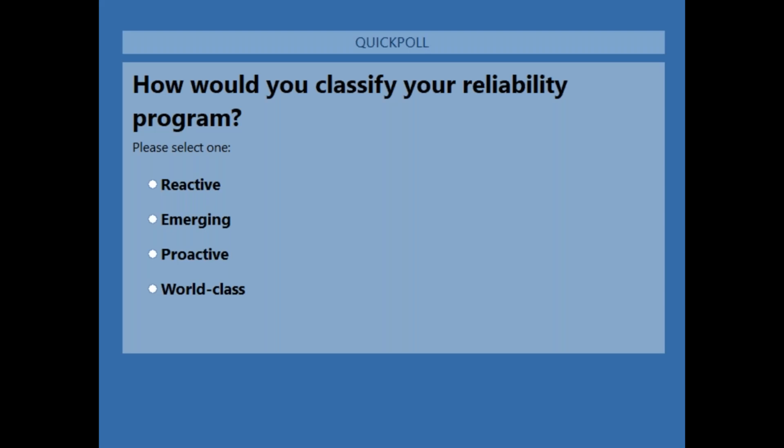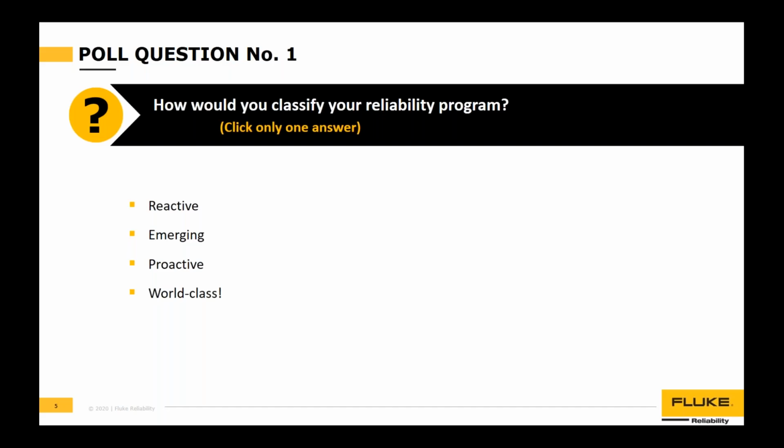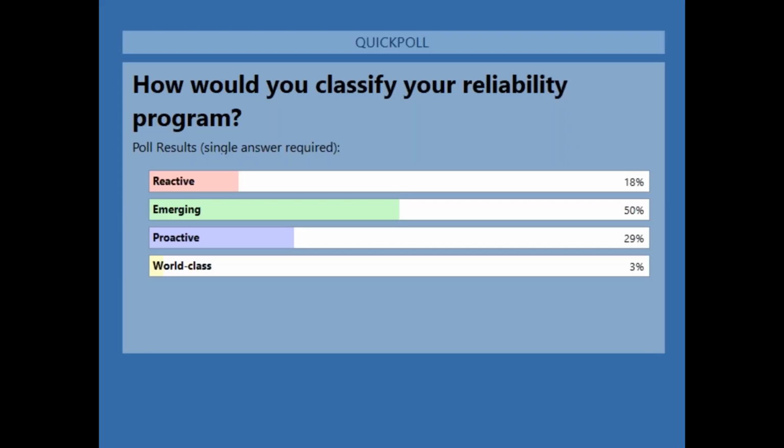And this is awesome. I've got about 75% of the votes in. I'm going to wait just another couple of seconds. And it looks like we're at a good spot. So now I'm going to share the results. 18% say reactive, 50% say mostly emerging, 29% say mostly proactive, and 3% world-class sites. What do you think, Mike? Well, that's pretty much a distribution. I'm very happy to hear that we have some world-class organizations. That's fantastic.